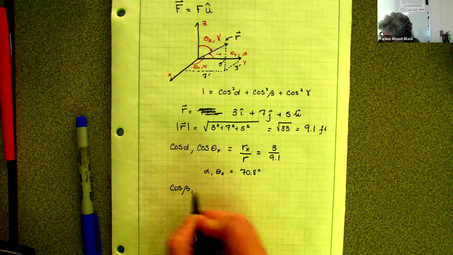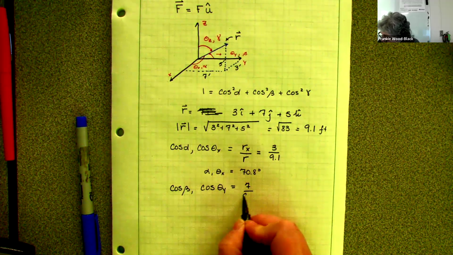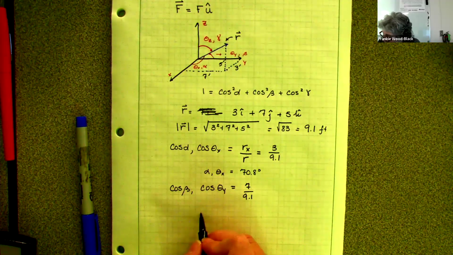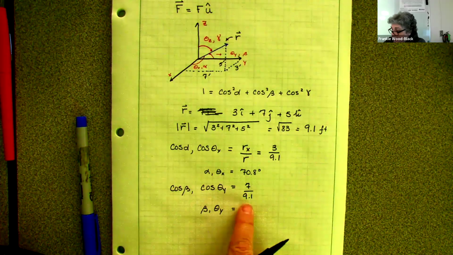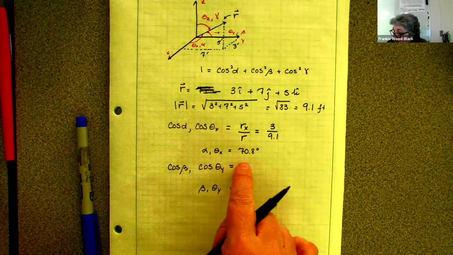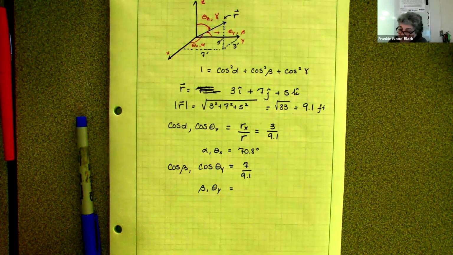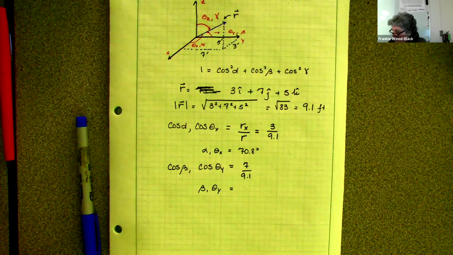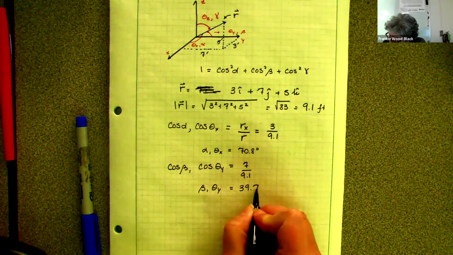The cosine of beta, or the cosine of theta y, is 7 divided by 9.1. And remember, depending on your problem, we're going to carry it all the way, but you may just need to leave it in the ratio. You may not necessarily have to calculate the angle. I just need to know the cosine of that angle, and I can leave it in my ratio unless I'm being asked for the angle. So this one is 39.7 degrees.